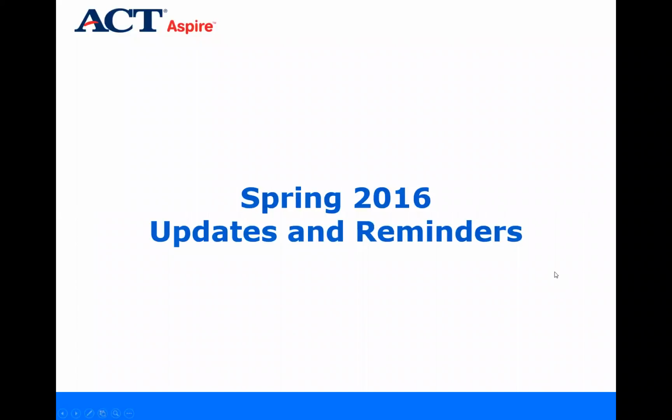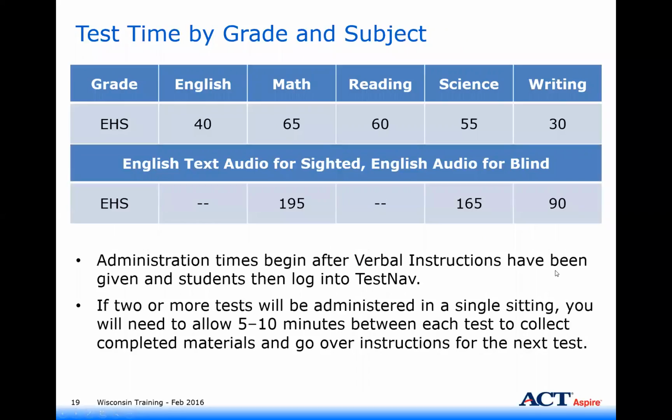Okay, so now some spring updates and reminders. This is the test time by grade and subject table, and this can be found in both your test coordinator and room supervisor manuals. You'll see that for early high school, the different time limits for each of the subjects. For English text audio, for sighted English audio for the blind, these do apply to those rare instances for your paper-based testing. So you need to make sure that the room supervisors, of course, are tracking the time and giving them the extended time for the applicable subjects.